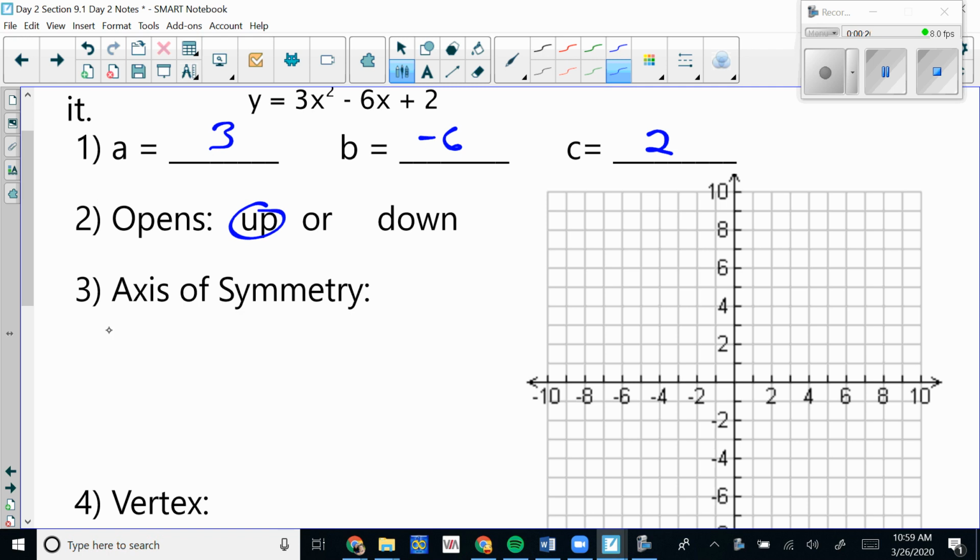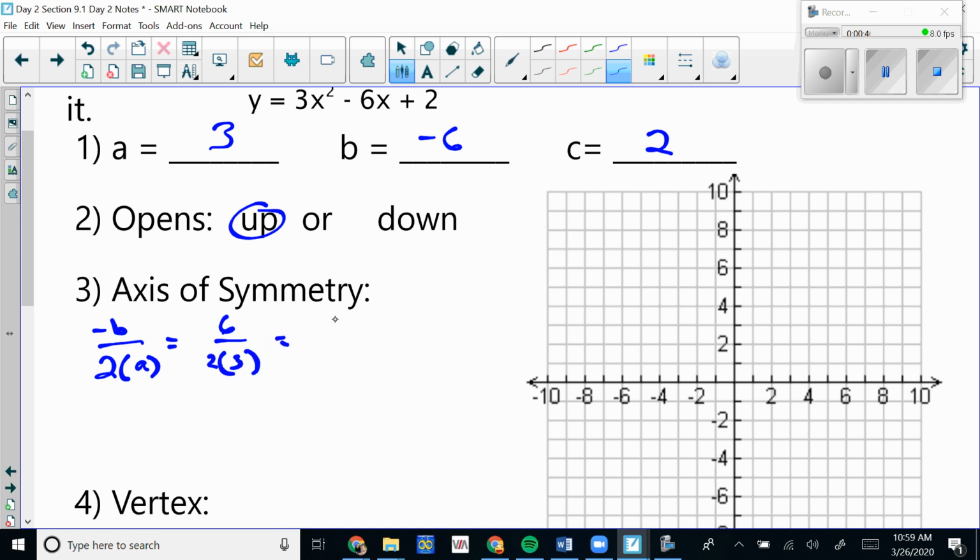The axis of symmetry, remember, is -b divided by 2 times A. So that would be, since our B is already negative, -6 is a +6. And then 2 times A, 2 times 3 is also 6, so 6 over 6, which equals 1. And we want to write that as x equals 1.